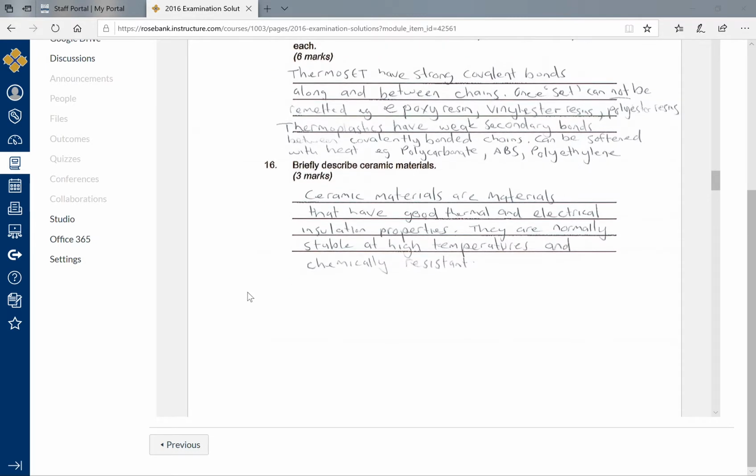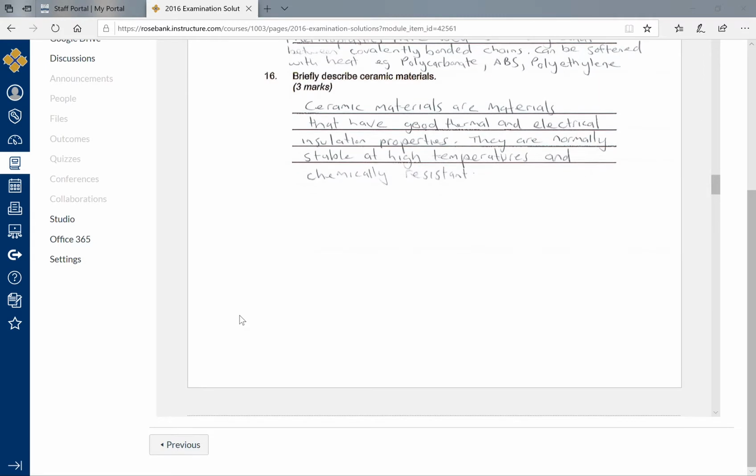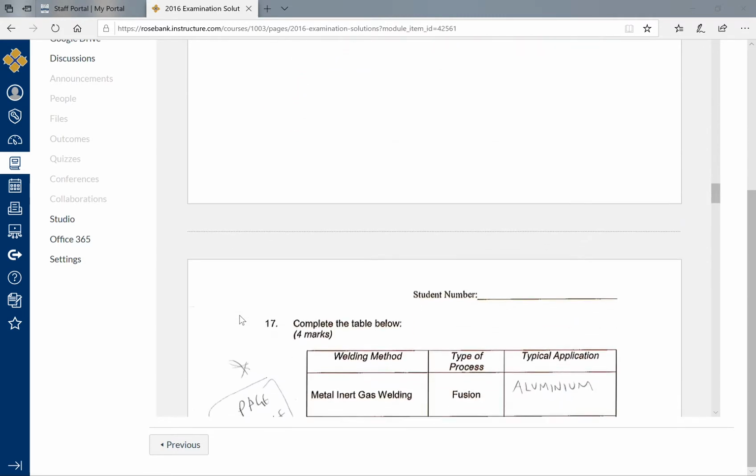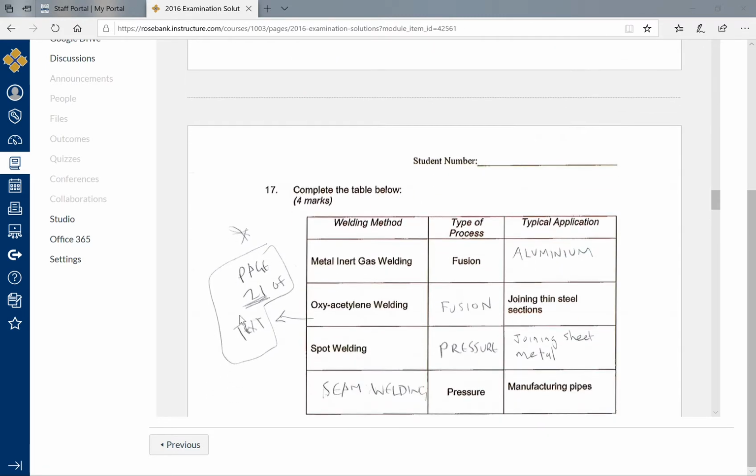Briefly describe ceramic materials. Well, ceramic materials are materials that have good thermal and electrical insulation properties. So they're insulators both for electricity and for heat. You can normally put them into high temperature situations and they remain stable. So that's why they're quite often used for kilns and refractories and things like that where high temperatures are involved. And they're chemically resistant as well. They tend not to react to chemicals, so they're a good thing to put in a very nasty, hot, toxic environment.